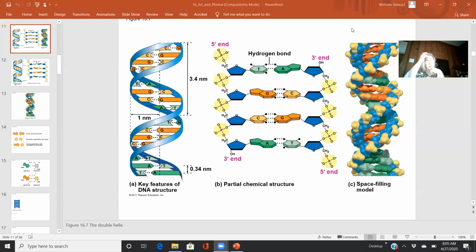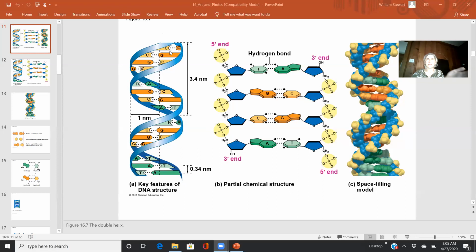Okay, so if you guys take a look at this picture, it has three different parts to it, right? This is what they call the ribbon model. The blue is supposed to be the phosphates and the sugars. And then the bases are in the middle, and it's showing the hydrogen bonds.